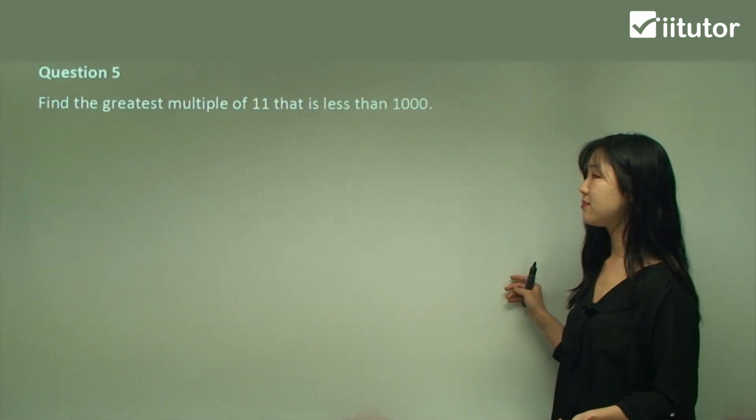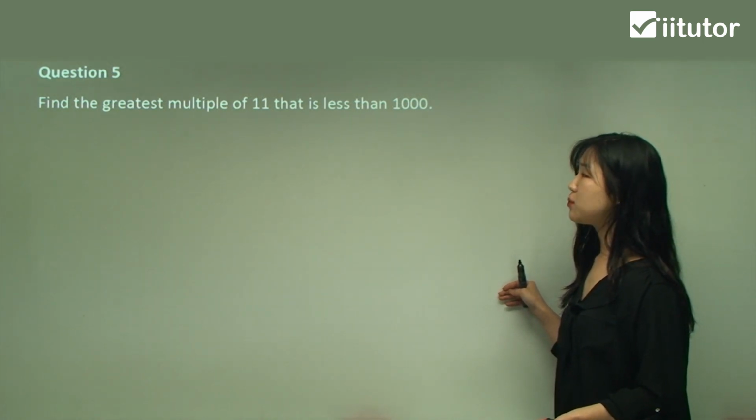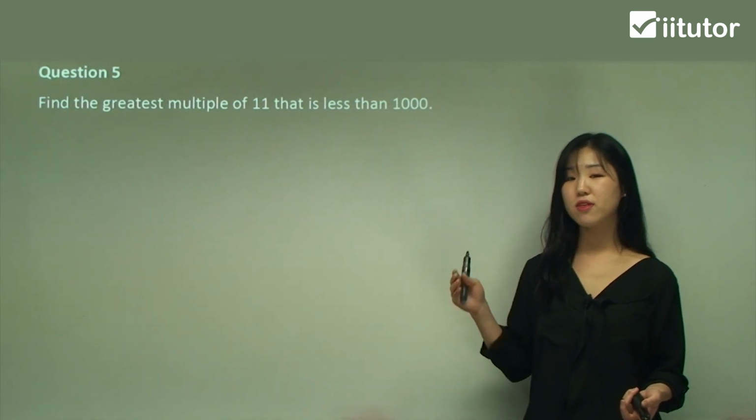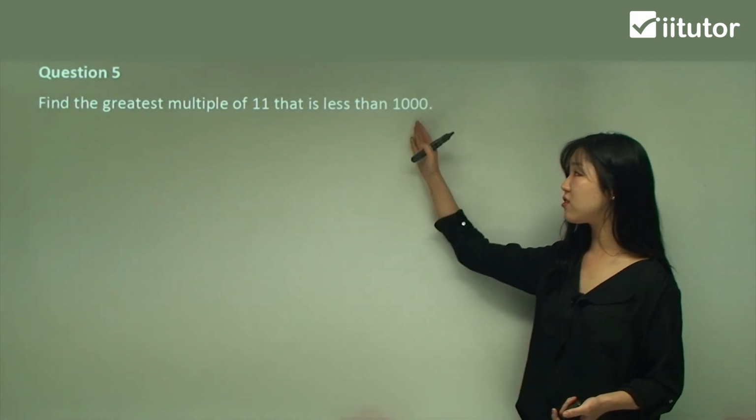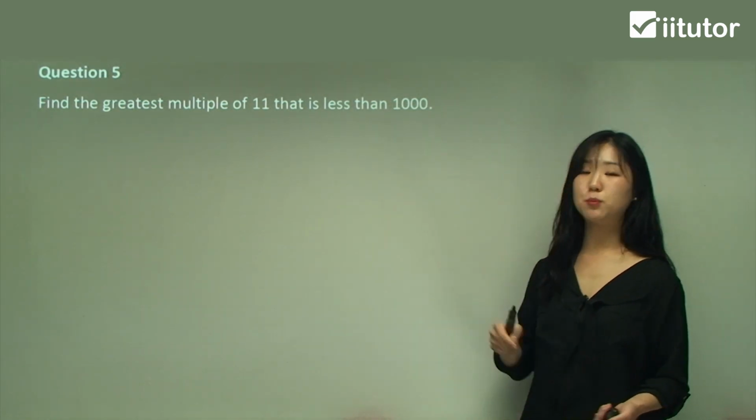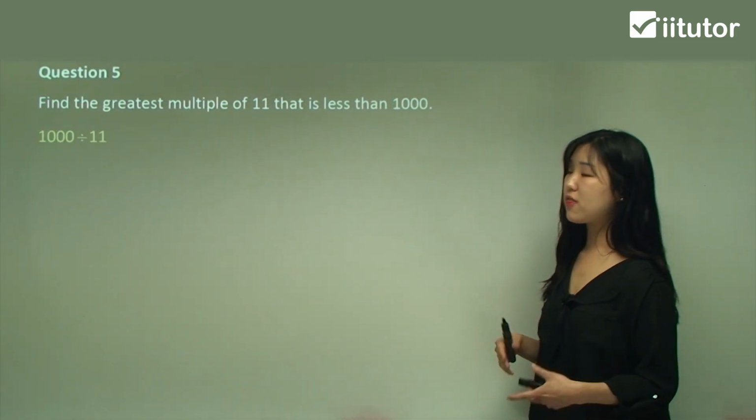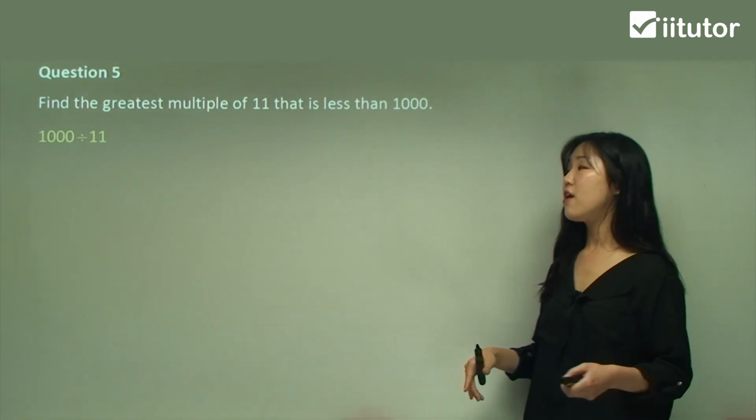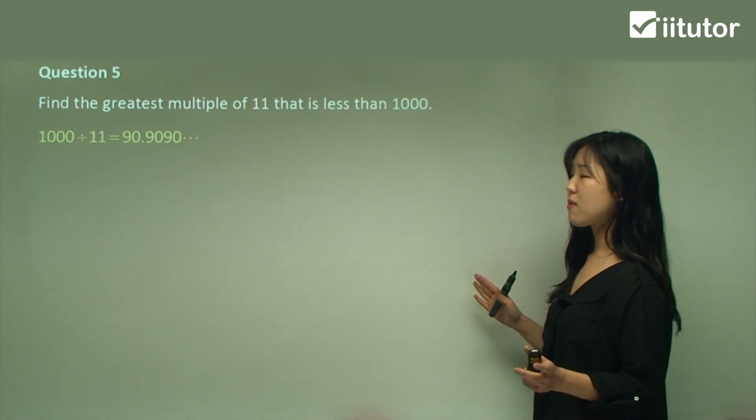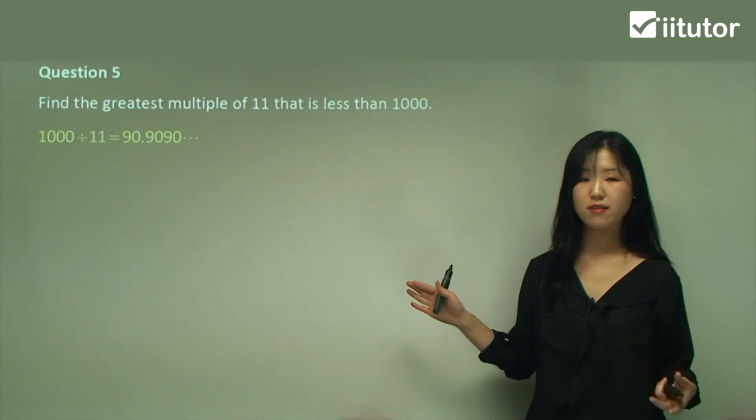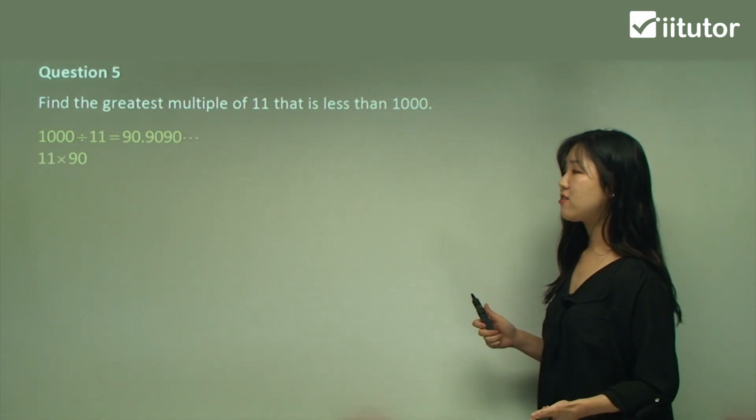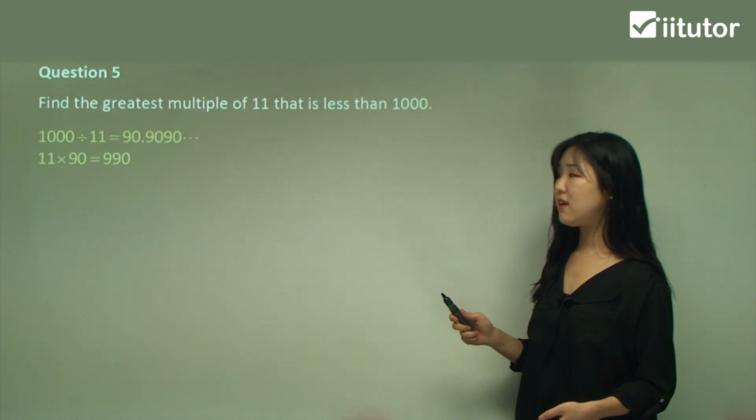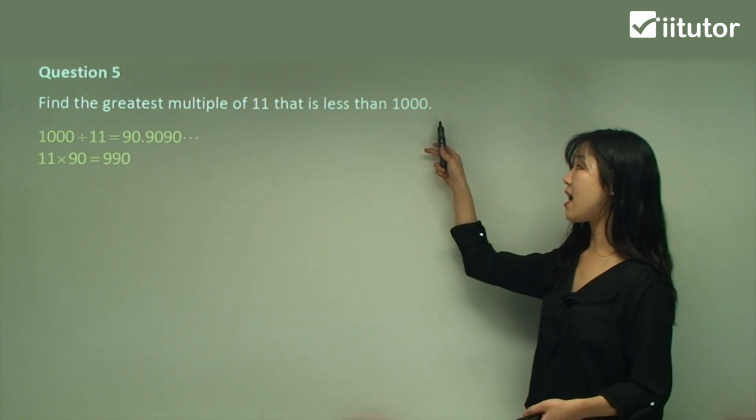Makes sense? Okay, question 5, find the greatest multiple of 11 that is less than 1,000. So it's the same kind of question, but this time we want the largest possible number that is just below 1,000 that's a multiple of 11. So similarly, I'm going to do 1,000 divided by 11 to check how many lots of 11 are within the 1,000 region. So 1,000 divided by 11, I just calculated with my calculator, it got 90.9 something. So what I'm going to try is 11 times 90. So I just rounded it down. 11 times 90 is 990. That's less than 1,000, isn't it?